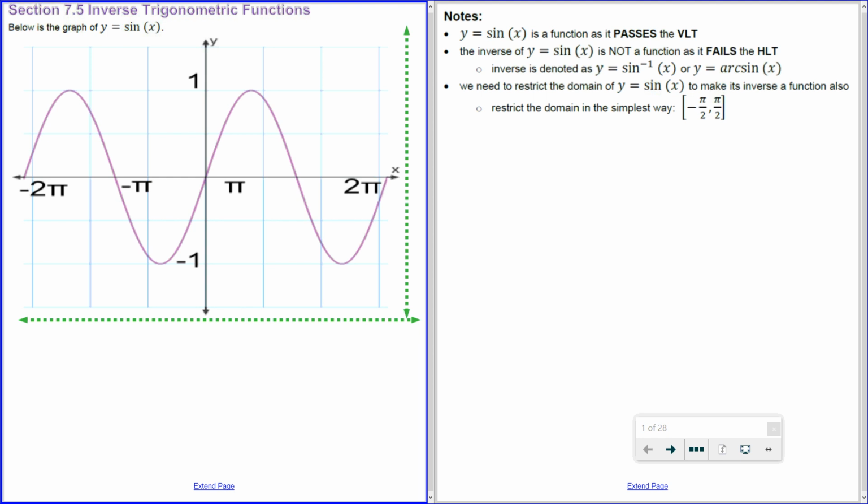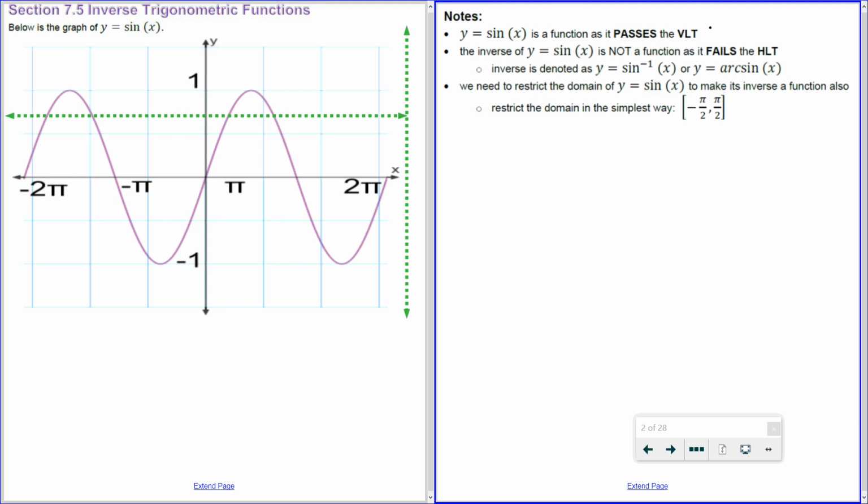However, if I take a horizontal line, I'm touching it in multiple points, so I can say that the inverse is not a function. So sine is a function, but the inverse is not a function. Now, we like to work with functions, so we need to restrict the domain in such a way that I force it to be a function. Now, when I talk about inverse of sine, I usually use the sine inverse notation there, but I want you to recognize that arc sine also means inverse. They mean the same thing.